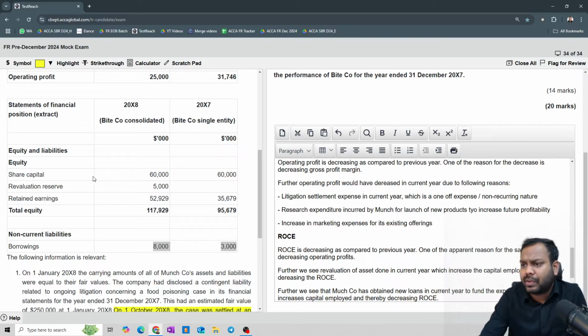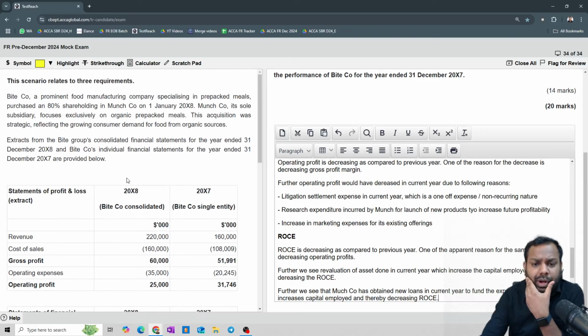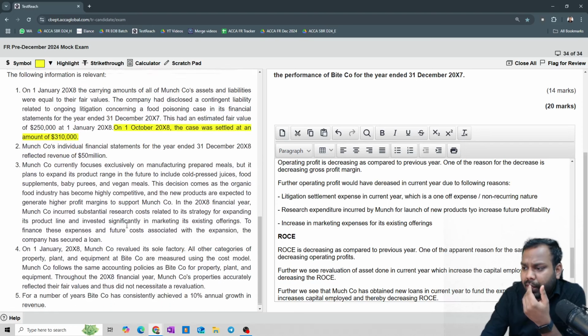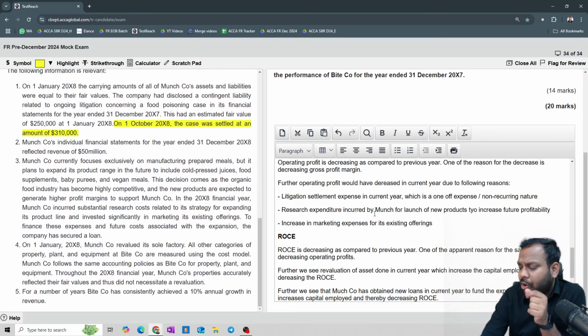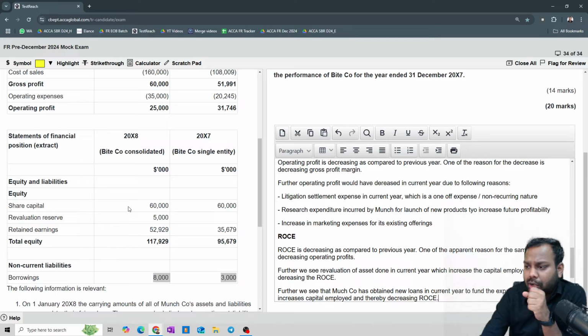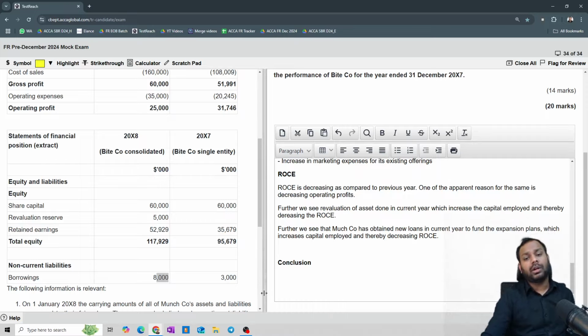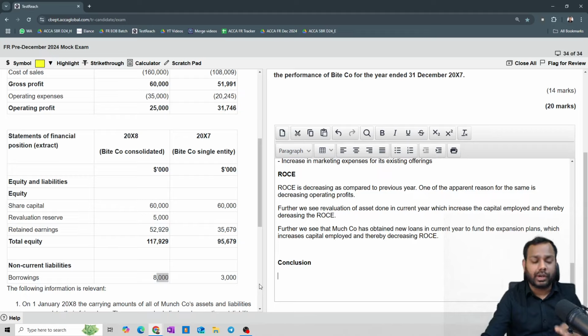Can there be any other reason for ROCE? Guys, tell me. ROCE is operating profit, which we have explained. ROCE means capital employed, which forms equity and liability. So equity is increasing because of the revaluation reserve and borrowings, and we have explained that part. Done. Now we have to come to the conclusion. In the conclusion, tell me, what shall we write?